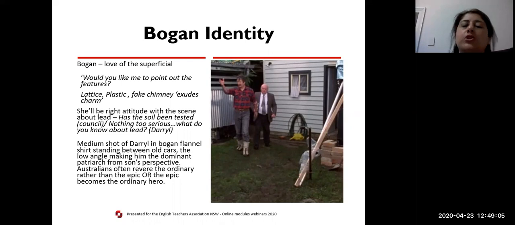We do see a medium shot of Daryl in his costumed identity, where we see the Ugg boots and the flannel shirt, very much associated with the costume and dress of the cultural Bogan. And the Bogan is often associated with the ordinary hero, where the ordinary has become epic. Rather than a warrior spirit that we would see with ancient Greek myths, this is a very much heroic thing turned on its head, where the ordinary becomes extraordinary in a text.